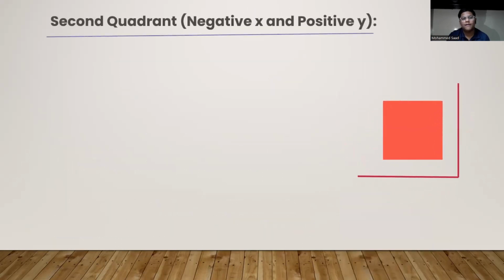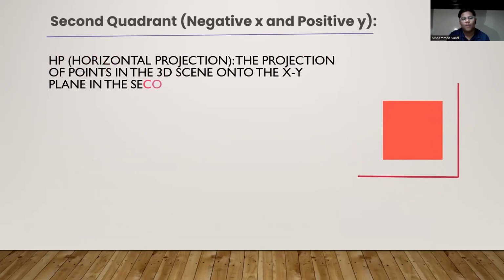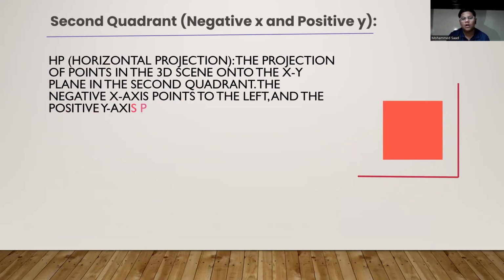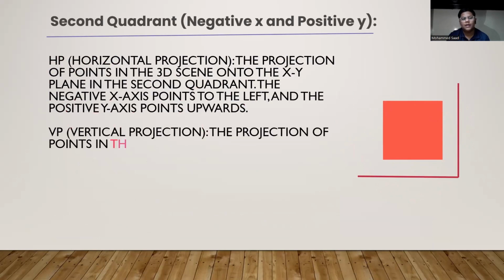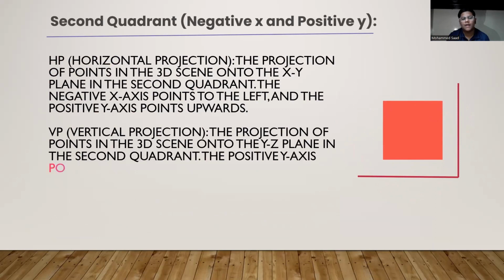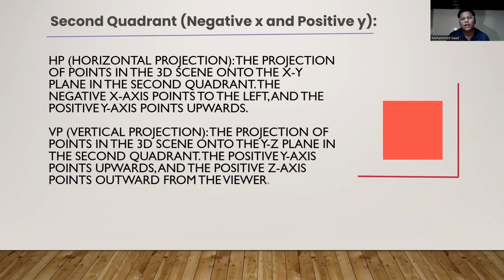Second quadrant, negative x and positive y. Horizontal projection: the projection of a point in 3D space onto the x and y plane in the second quadrant. The negative x-axis points to the left and the positive y-axis points upwards. Vertical projection: the projection of a point in 3D space onto the y and z plane in the second quadrant. The positive y-axis points upward and the positive z-axis points outward from the viewer.